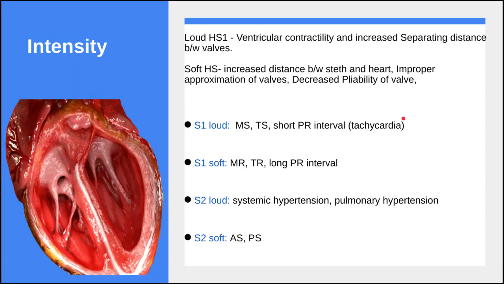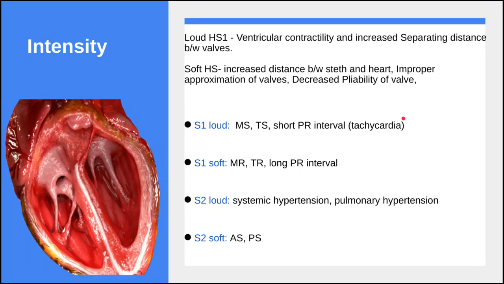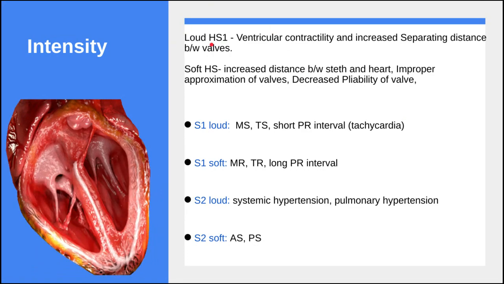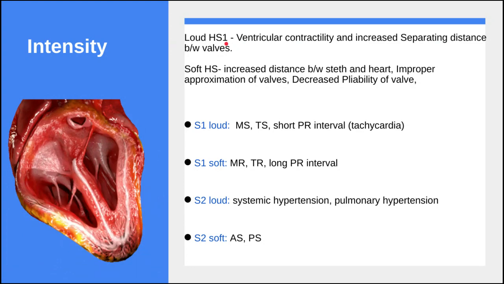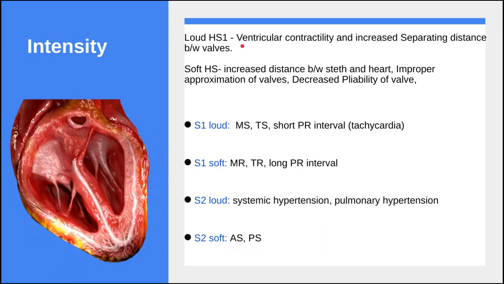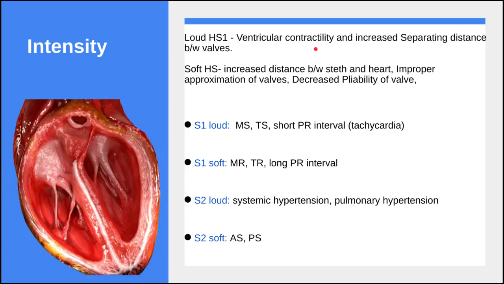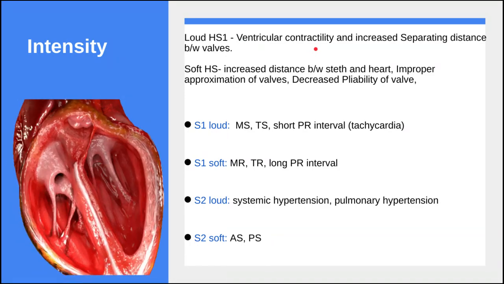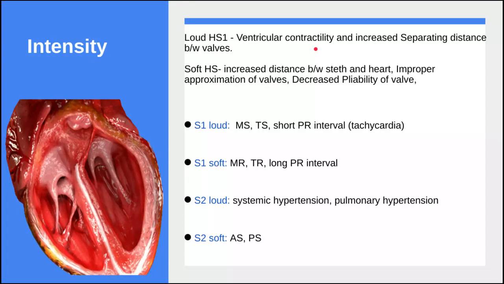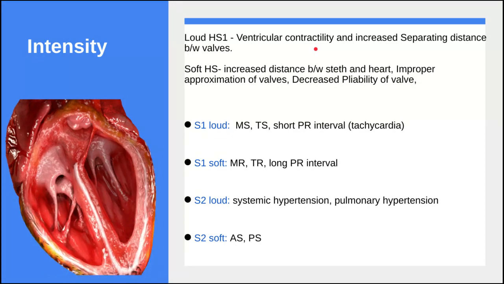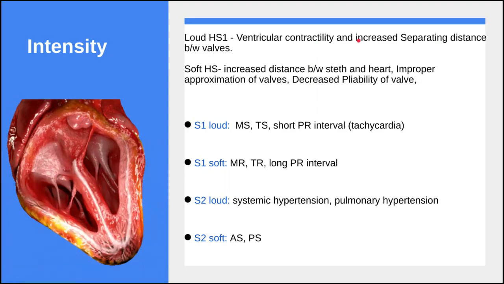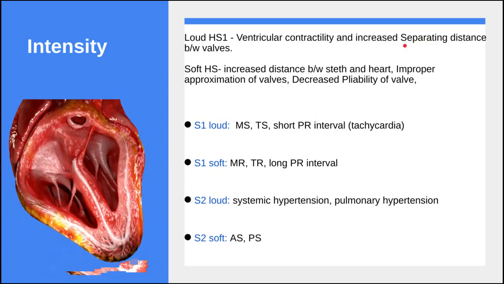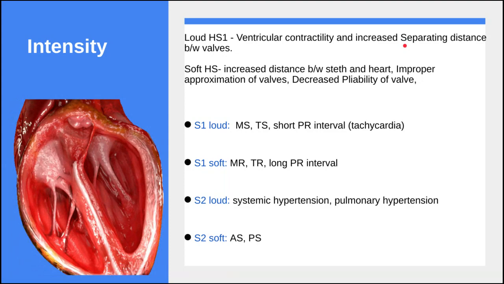Now the intensity of the heart sound. For a loud first heart sound, increased ventricular contractility or increased ventricular pressure will lead to forceful closure of the mitral and tricuspid valves and result in a loud S1, and increased separating distance between the valve cusps also leads to a loud S1.